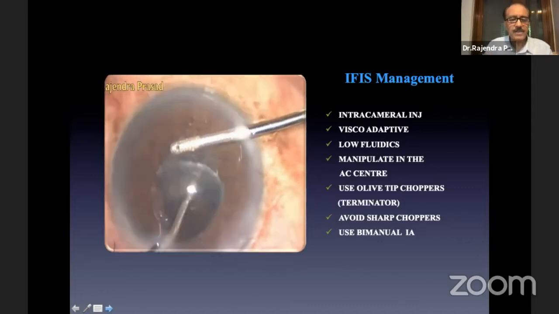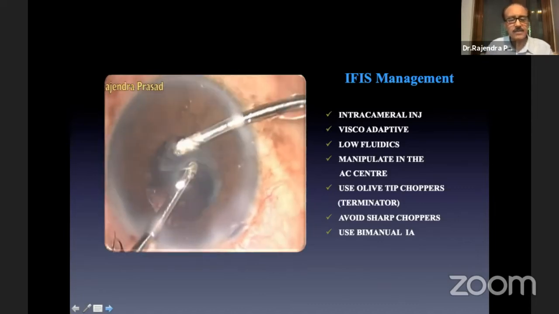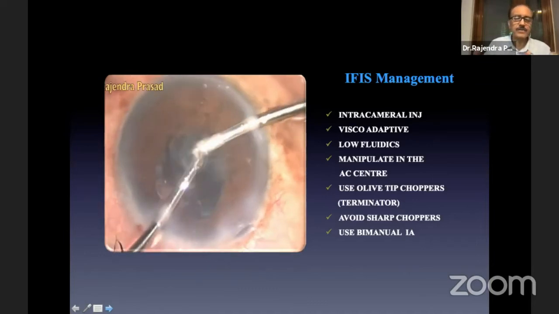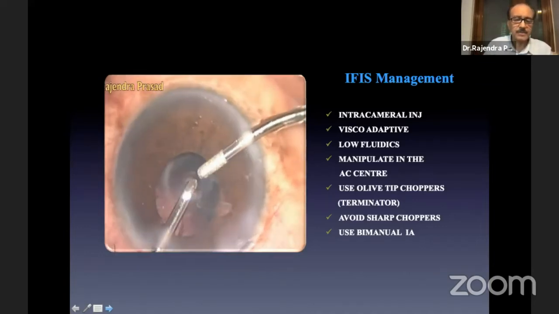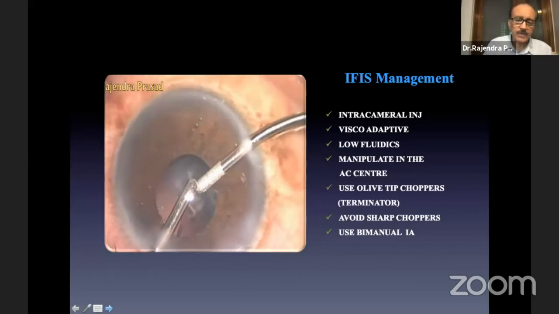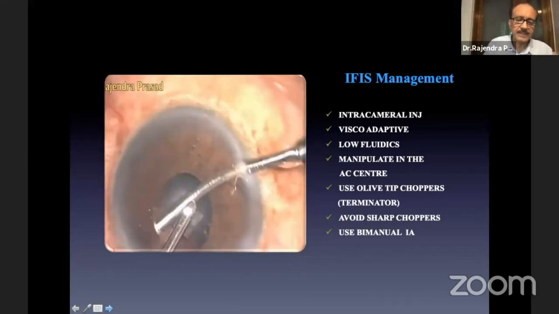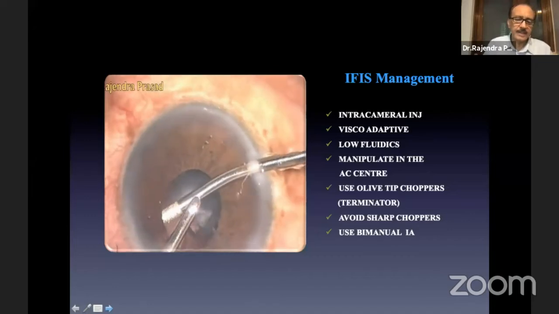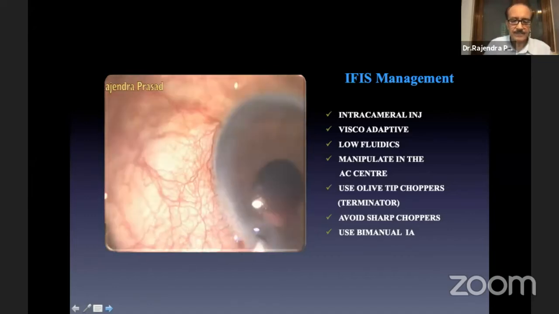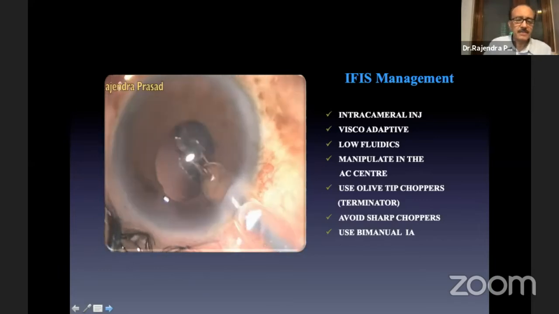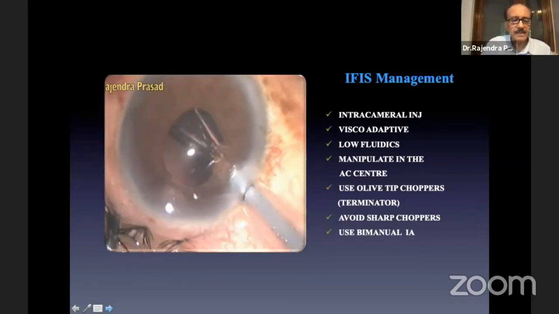The aspiration of the epinucleus as well as the cortex is going to be a little difficult, but using a bimanual technique helps you a lot, because with bimanual you can go underneath the capsulorhexis, underneath the pupil, and very safely hold the cortex and aspirate. So you can see here, somehow I'm able to complete the surgery.